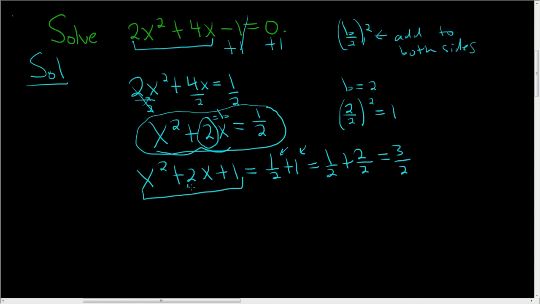Okay, this piece here will always factor. The trick is to look at this number and divide it by 2. So x plus 2 over 2. So 2 over 2 is 1. So x plus 1 quantity squared. Over here, we have 3/2.